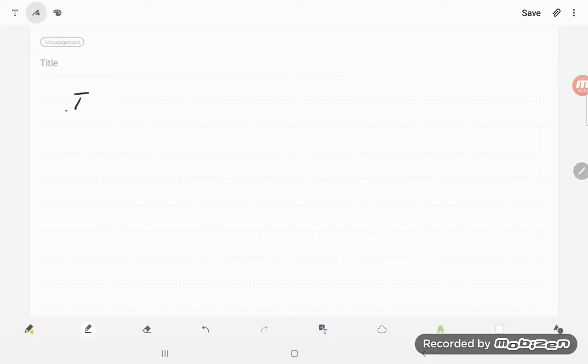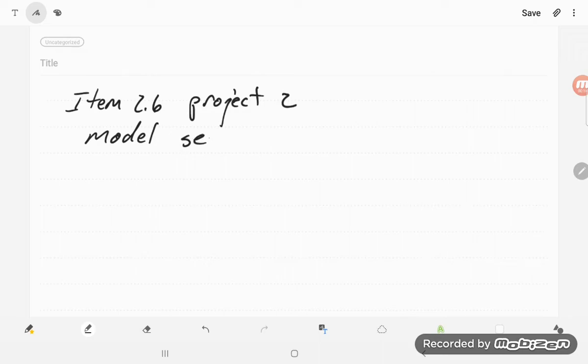So I was asked about item 2.6 on project 2. And here is the model section. And you're being asked, define the model type algebraically in point slope form. So for one, remember point slope form is the y equal mx plus b.